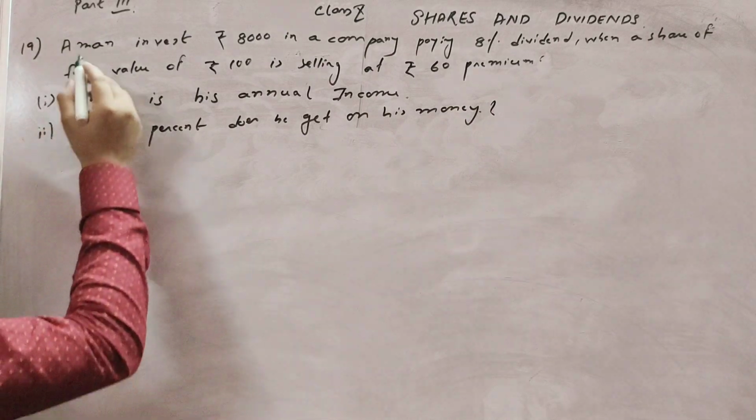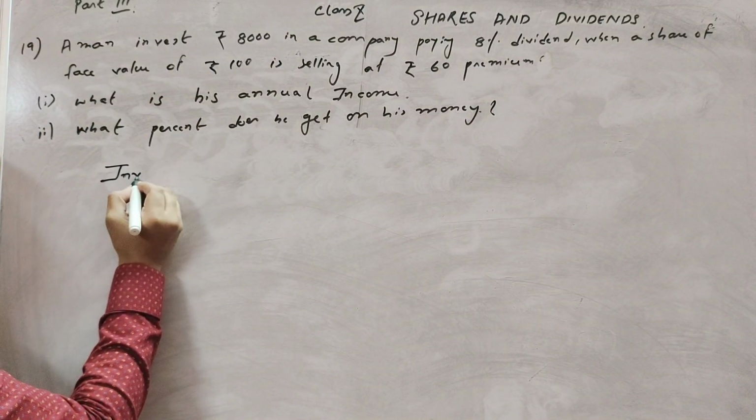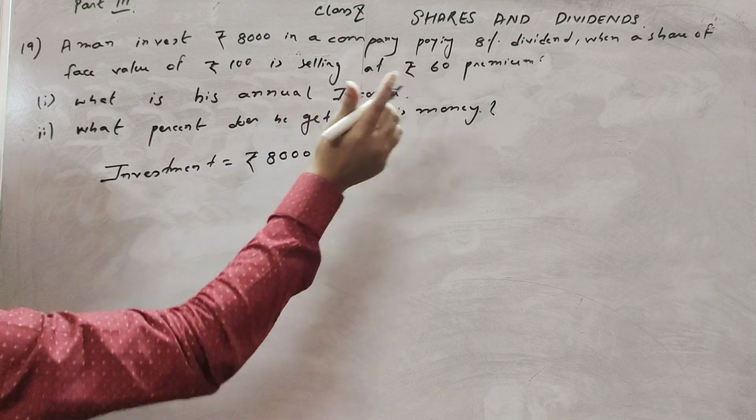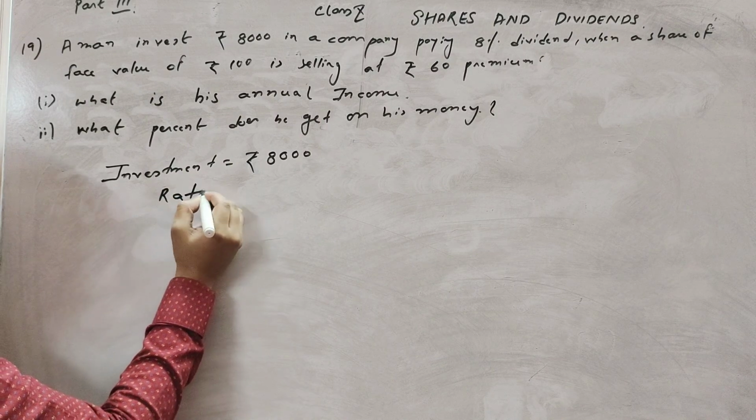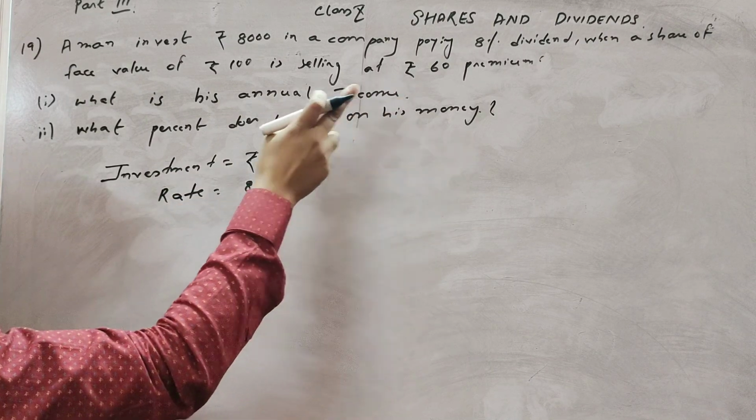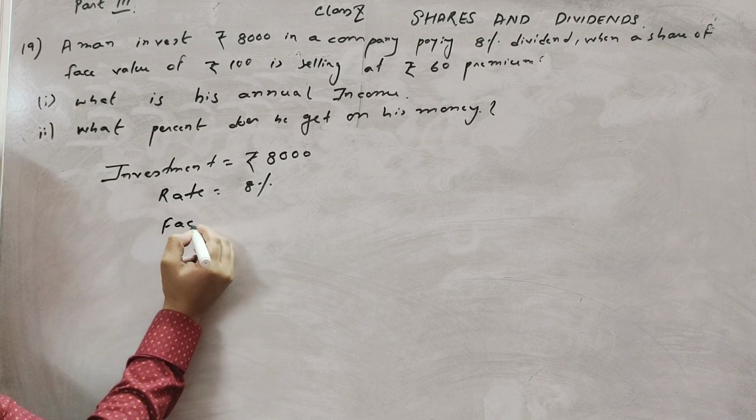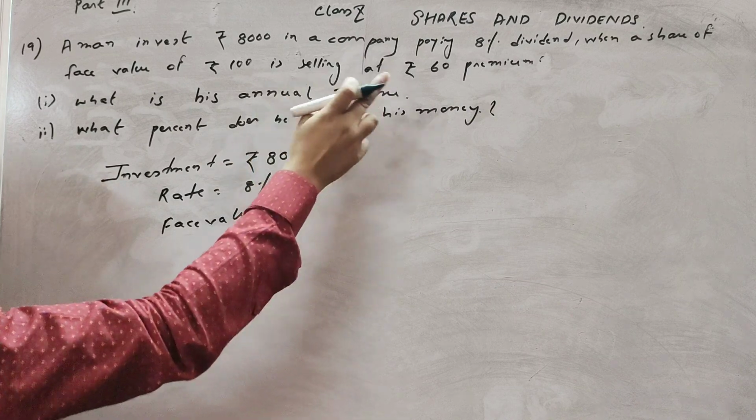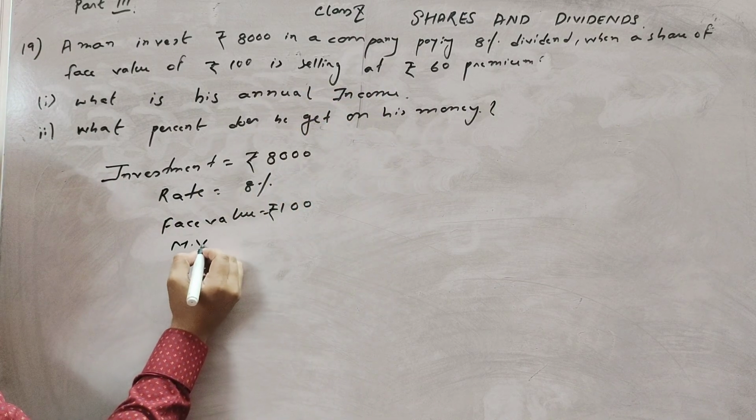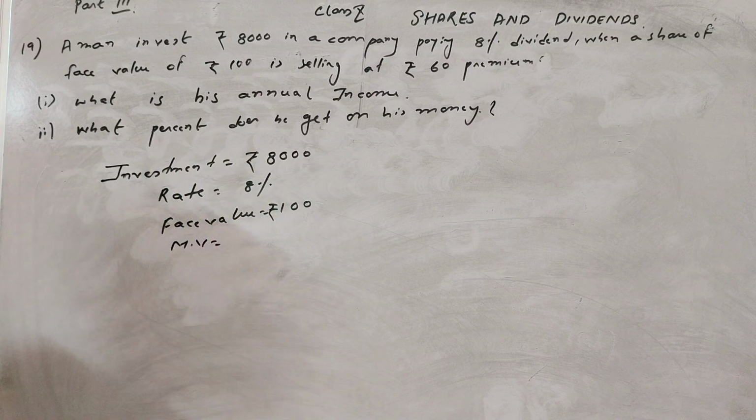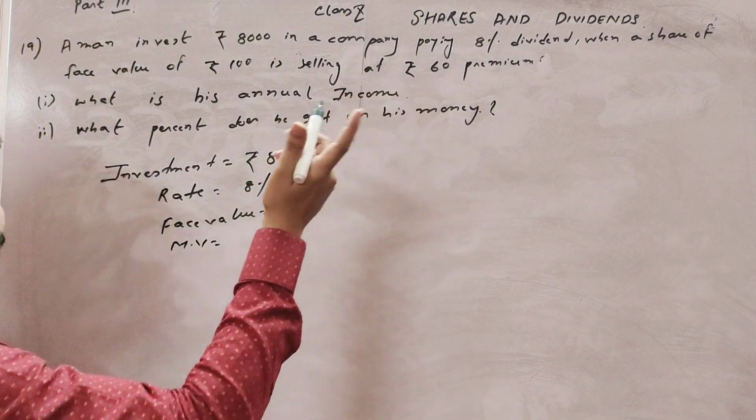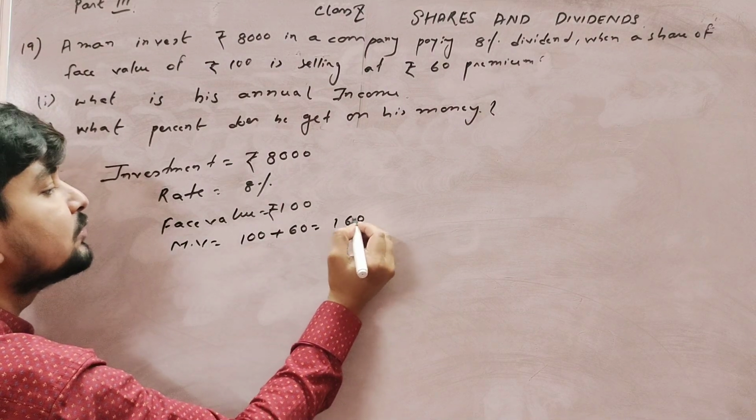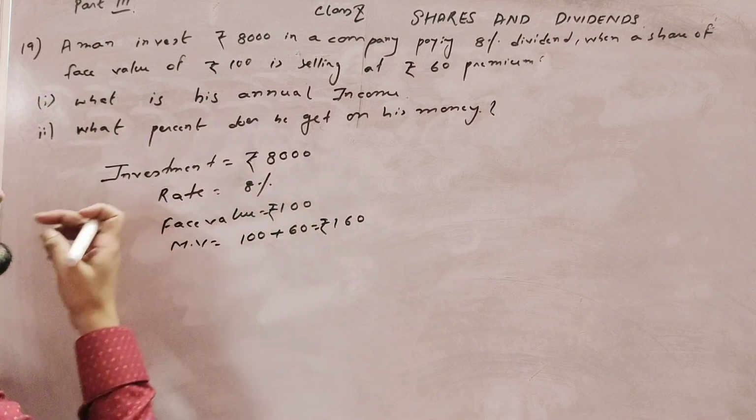Okay, so first thing, a man invests, that is investment, we see rupees 8,000. Rate of dividend is 8%, so rate equals 8%. Face value given is 100. Selling at a premium, that is market value more than the face value. So what is the more amount? 60. So 100 is your face value and 60 is more, so market value is rupees 160. What is his annual income?